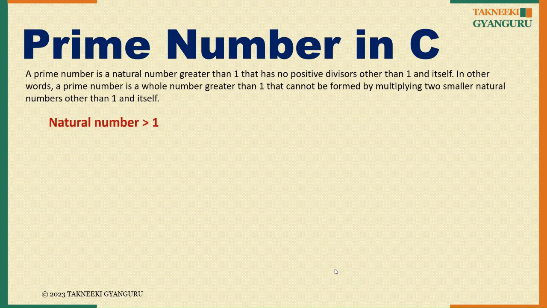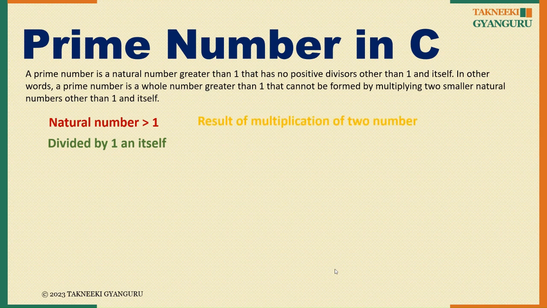Means the natural number should be greater than 1, right? And it can be divided only by 1 and itself. If it can be divided by another number, in that case that number won't be a prime number, right? For example, 2, 3, 5, 7, 11, 13, 17, 19 are prime numbers. These numbers can't be divided by any number other than 1 and itself.